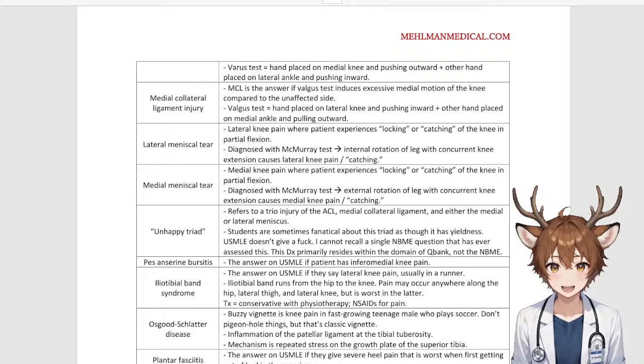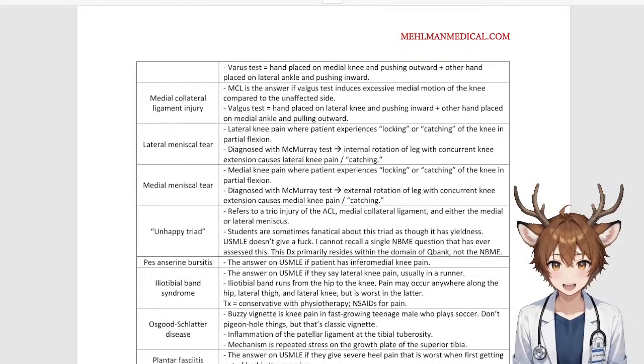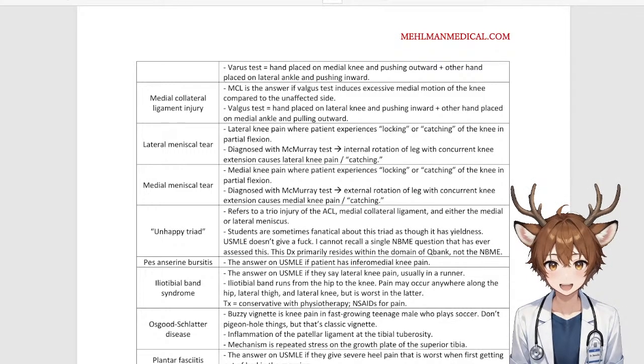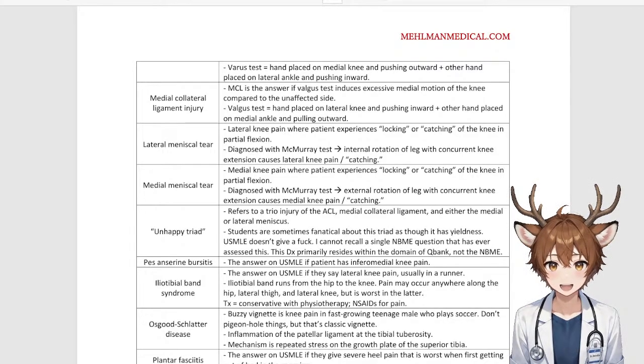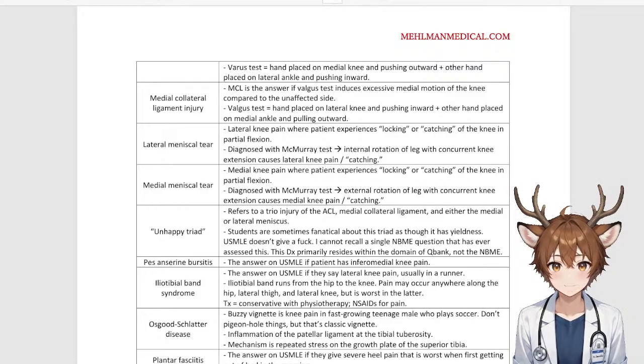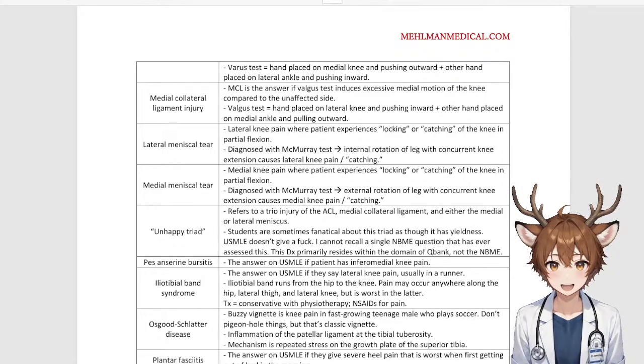So for lateral meniscal, you do internal rotation with concurrent extension, while for medial meniscal, you do external rotation with concurrent extension, sorry, not flexion. So both do extension, but the question is, you're doing internal rotation for lateral, or external rotation for medial. What is the unhappy triad?